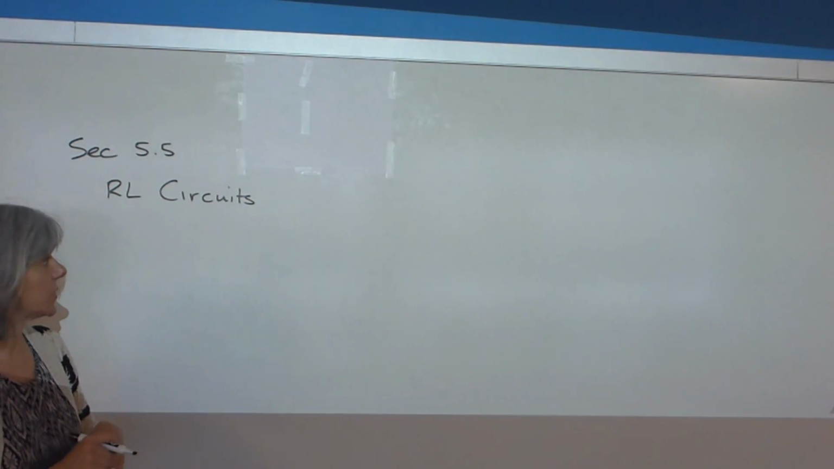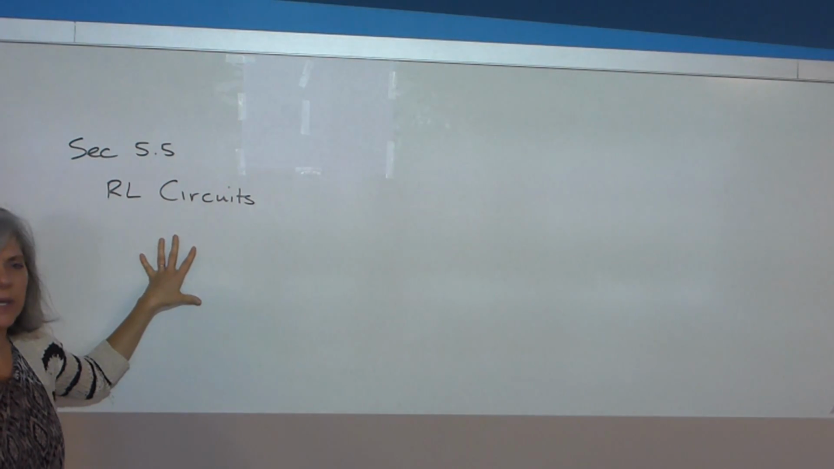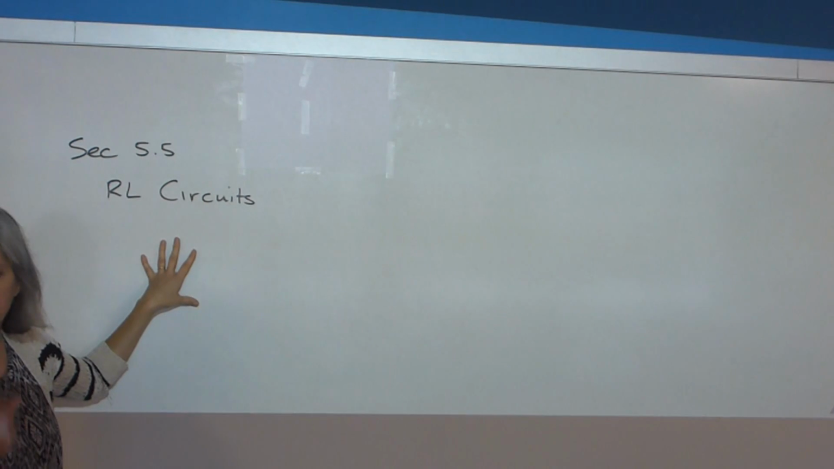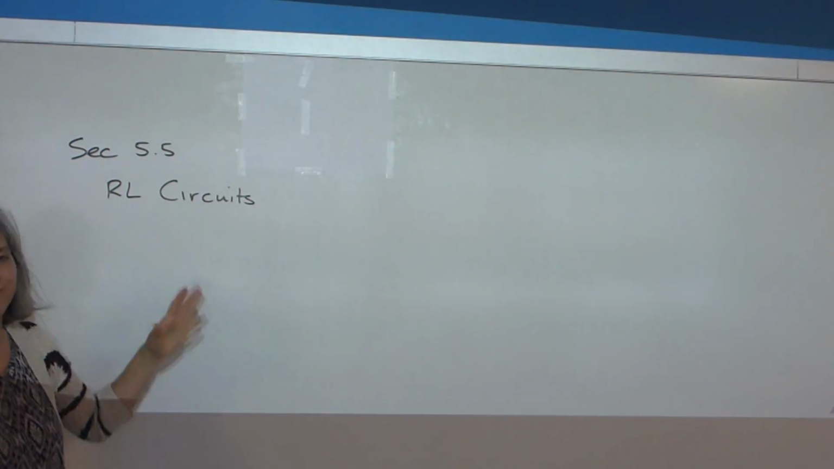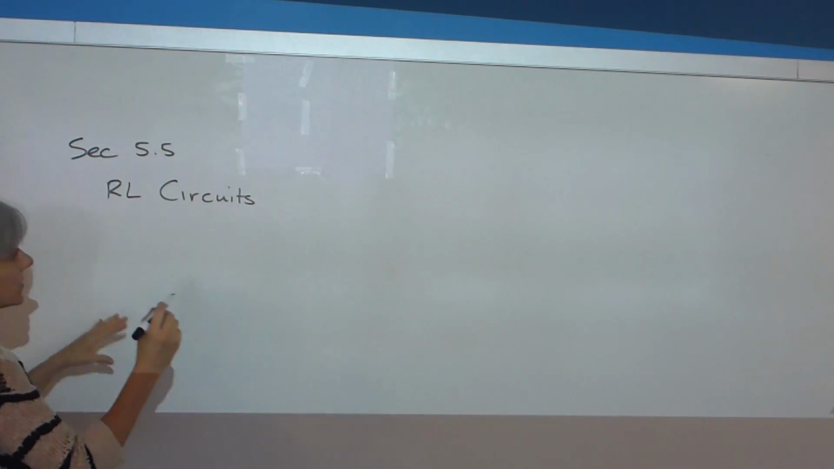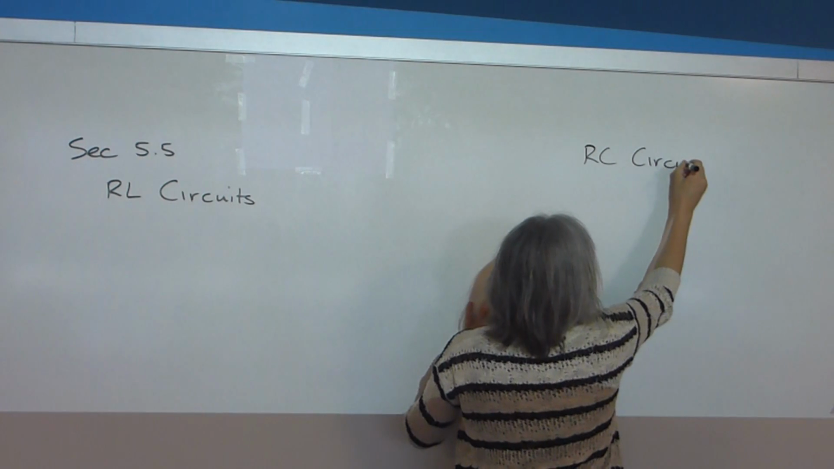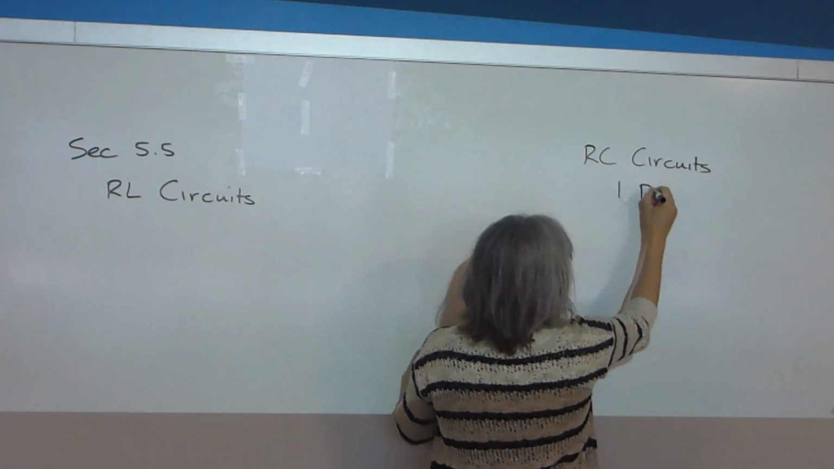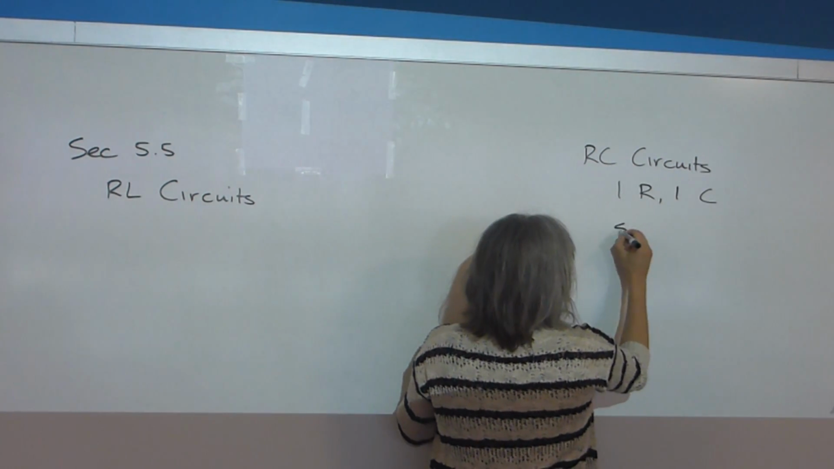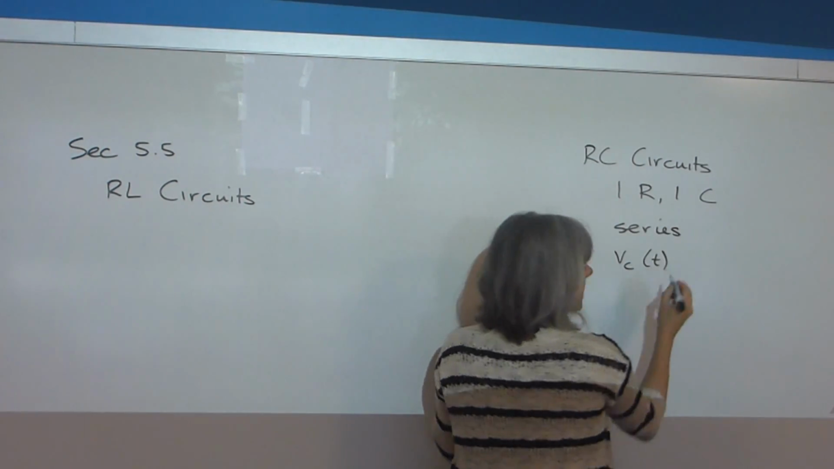So we'll do that. In the interest of time, I'm not going to do any of the derivations that I did last time for the RC circuits, because everything works about the same, as you would expect. So let me just remember, for RC circuits, one resistor, one capacitor in series, and we have an equation for V sub C of T.